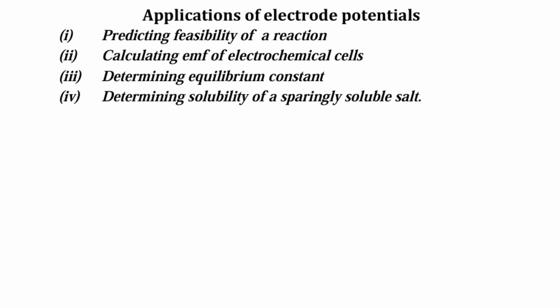Now with this, we're going to look at the applications involved in electrode potentials. Electrode potentials can be applied in predicting the feasibility of a reaction, just like you have seen. We can also use them in the calculation of the EMF of different electrochemical cells. We can also use them in determining the equilibrium constants of different experiments carried out in laboratories. We can also use them to determine solubilities of sparingly soluble salts.